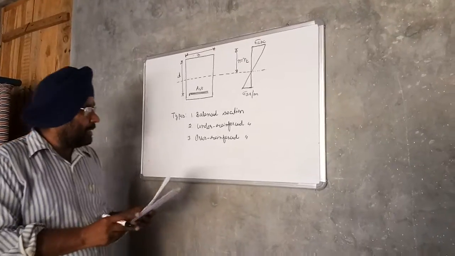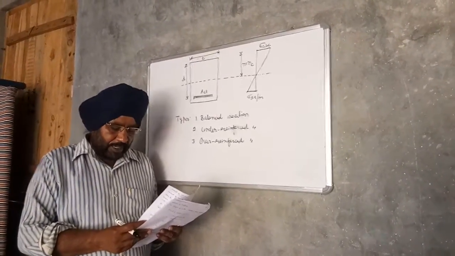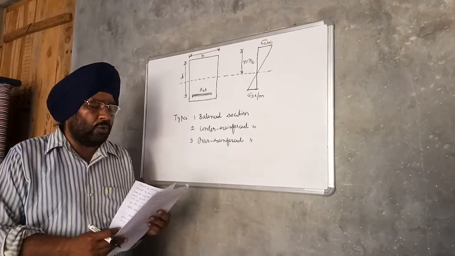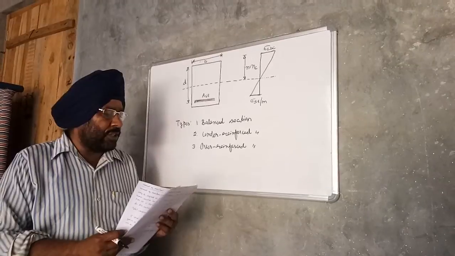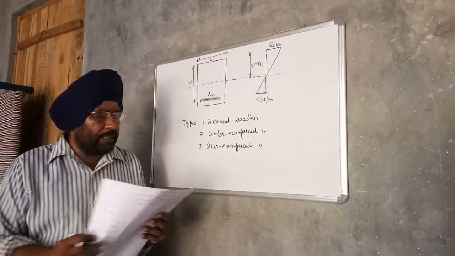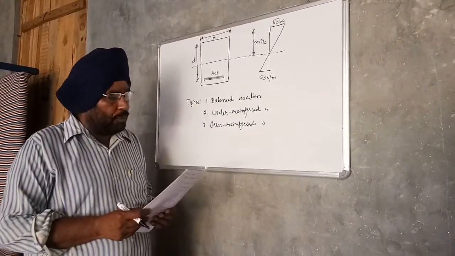So first is balanced section. The balanced section may be defined as a section in which the maximum stress in concrete in compression zone and tensile stress in steel in tension zone reach their permissible value simultaneously. It is also termed as critical section or economical section.